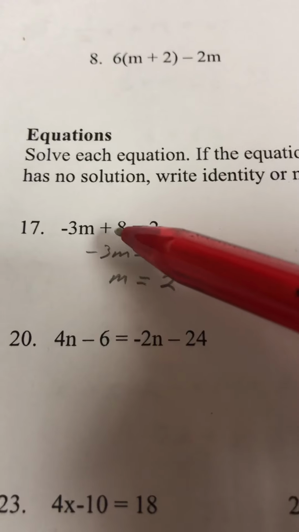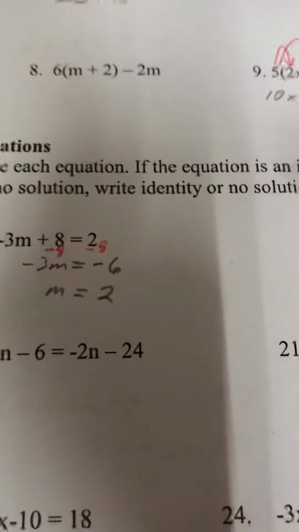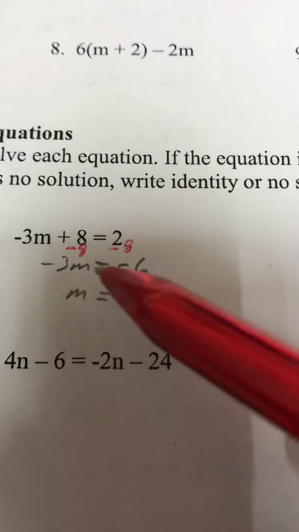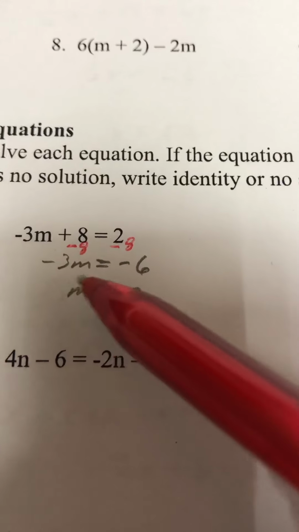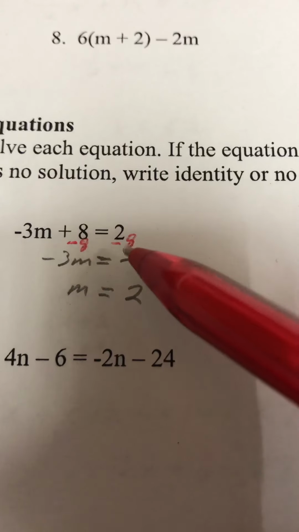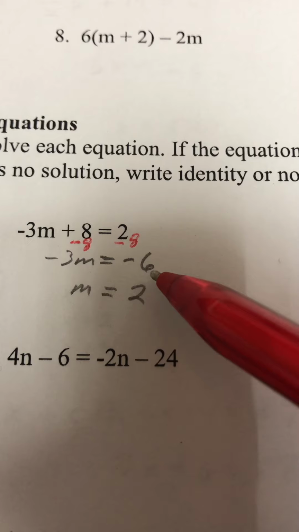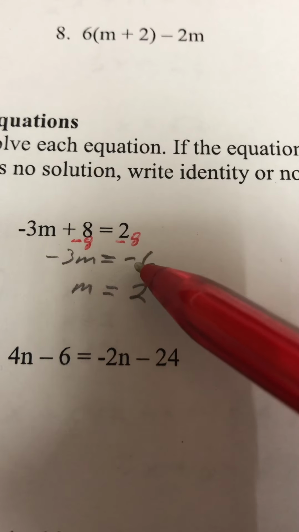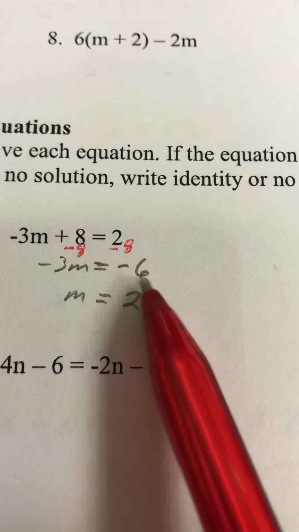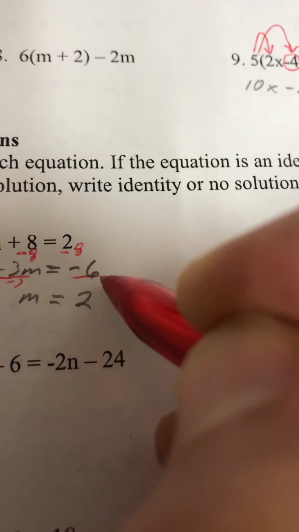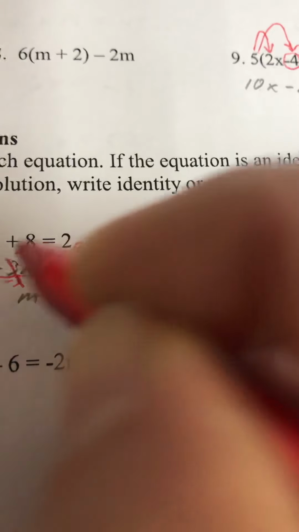I'm going to subtract 8 from both sides. Let me write what I was thinking here. Okay, so in red, you have what I'm thinking and what I'm doing, so the steps. So I'm left with negative 3m on this side, and a negative 8 and a 2 is a negative 6, or 2 minus 8, in other words, would be a negative 6. Then I'm going to divide both sides by negative 3. Divide by negative 3. These cancel out.